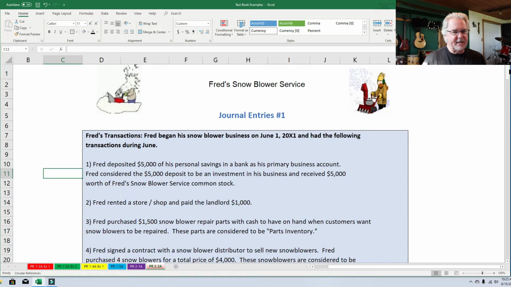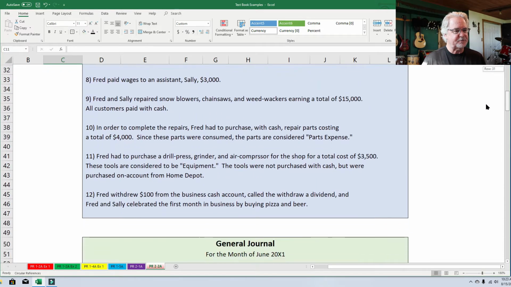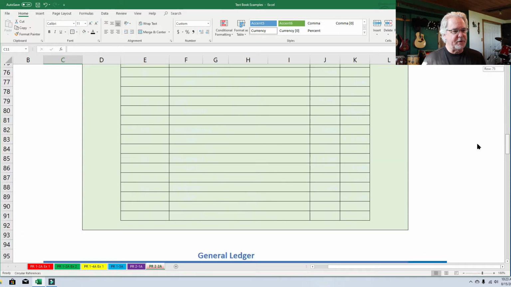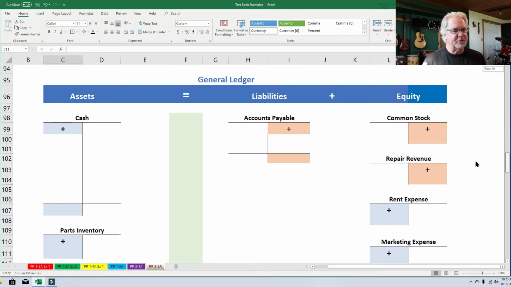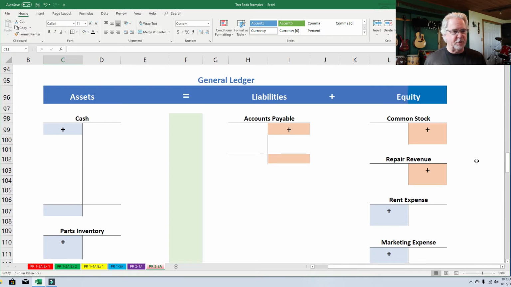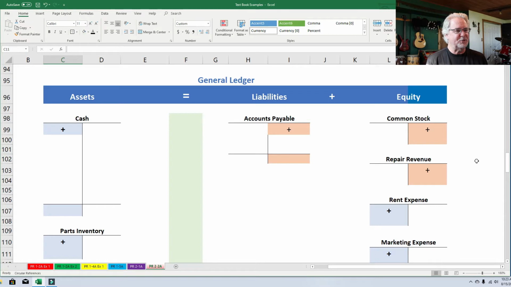What we've done in the past is we processed these transactions, and we posted them directly into the general ledger. And here's the general ledger for Fred's Snowblower Service. Now the general ledger is the heart and soul of the accounting system. It's where it all comes together. It's where all the data is stored. And the general ledger is pretty valuable in a lot of ways.